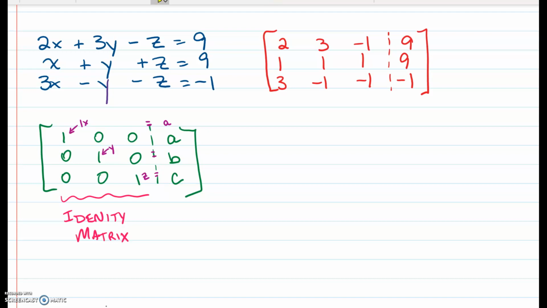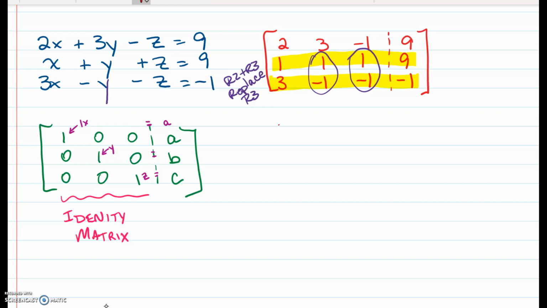The one thing that I noticed is that if I add this equation plus this equation together, I'm going to get 0 when I add these numbers together. So what I can do here is take row 2 plus row 3, and then I'm going to replace one of those rows, and I'm going to replace row 3.